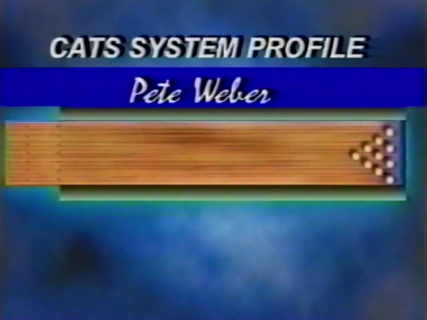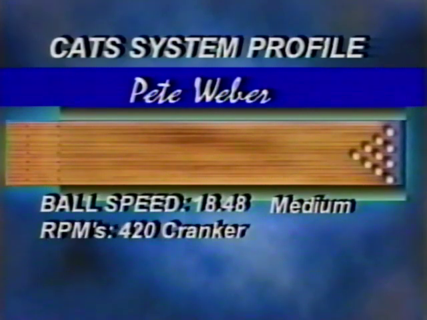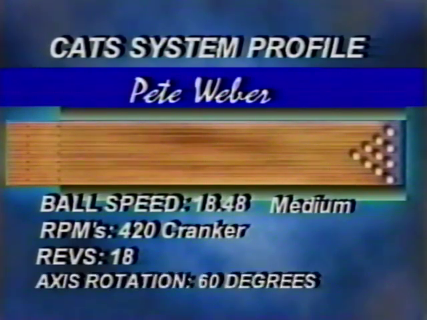We see that Pete's initial average ball speed is 18.48, which classifies him at the upper end of the medium range. His RPMs average out to 420, which makes him a cranker. A video analysis gave us 18 as his total number of revolutions, and Pete's axis rotation is about 60 degrees. What do we learn from this information?